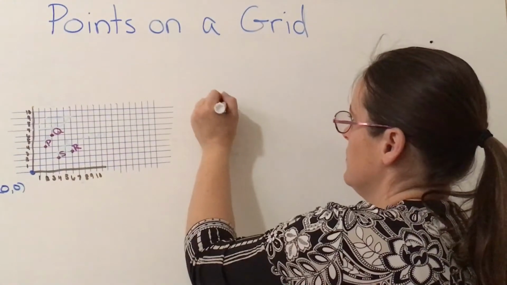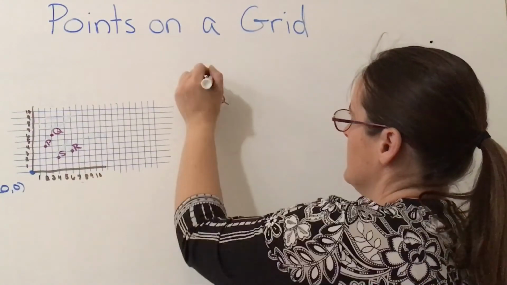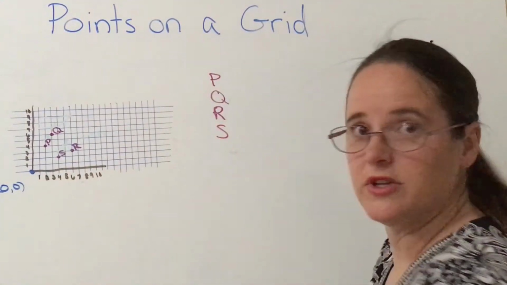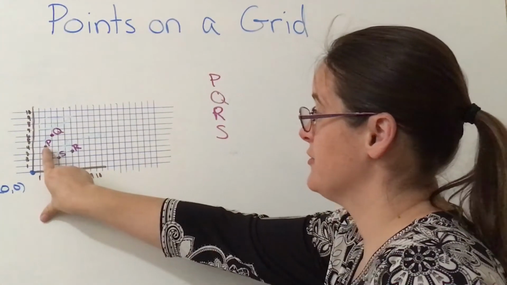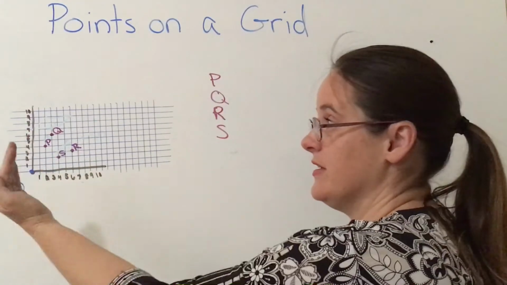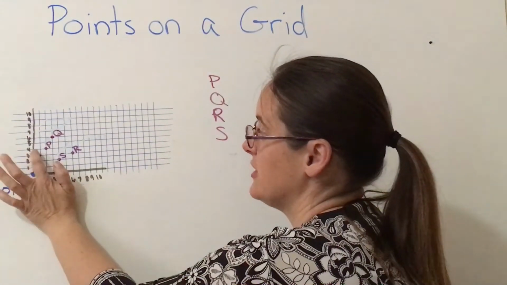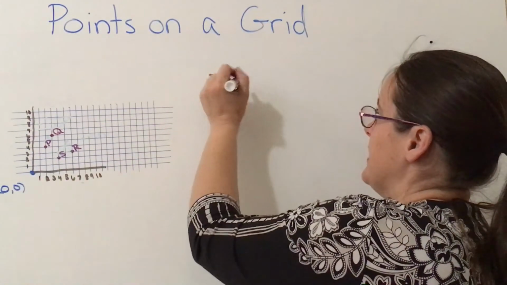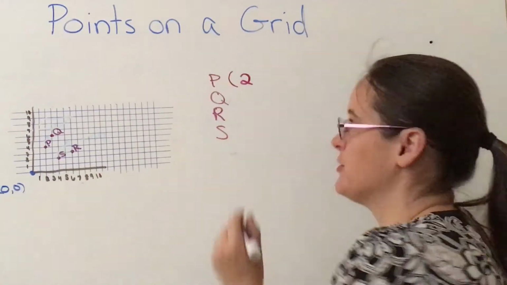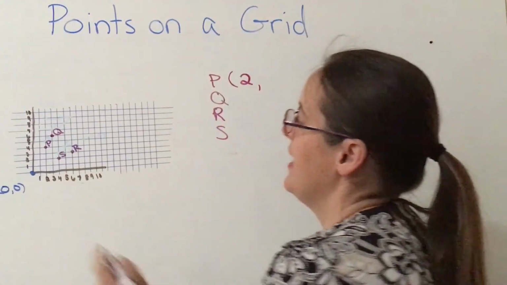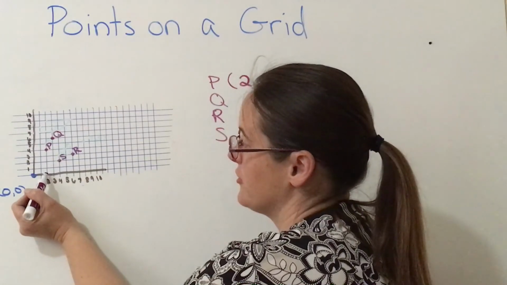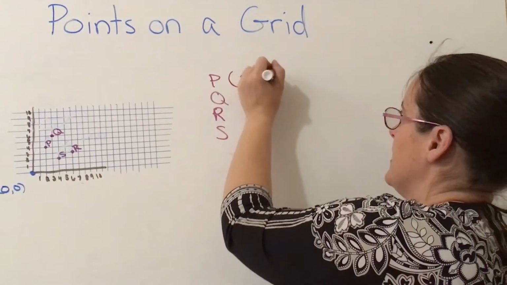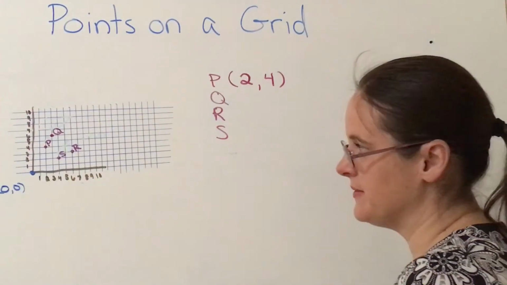So Q, let's do it in alphabetic order. P, Q, R, S. Okay, so we'll look for P first. So here's my point. So remember, my first number is going over from the 0. So if I look here, this is my 0 line. I'm going over 1, 2. So for P, I need my parentheses, and I need the number 2 to be first. Then from the 0 line, how far do I have to go up? 1, 2, 3, 4. So P is (2, 4).